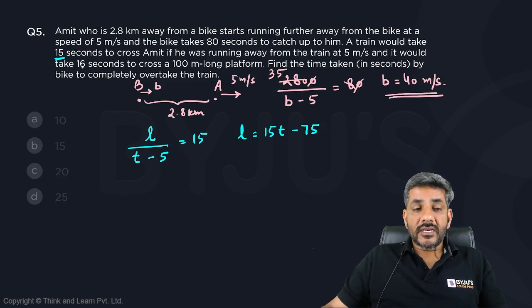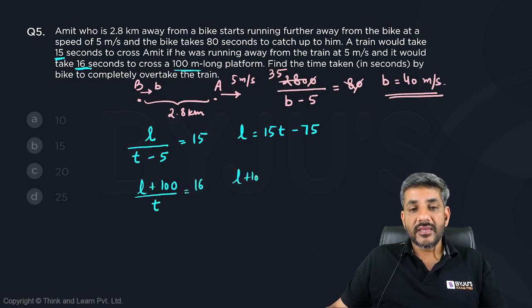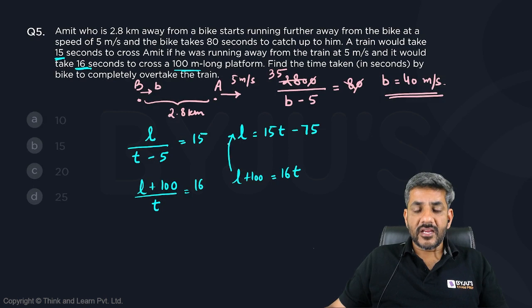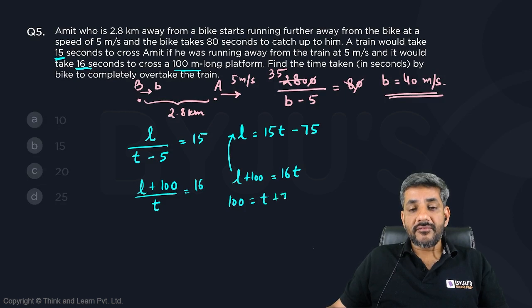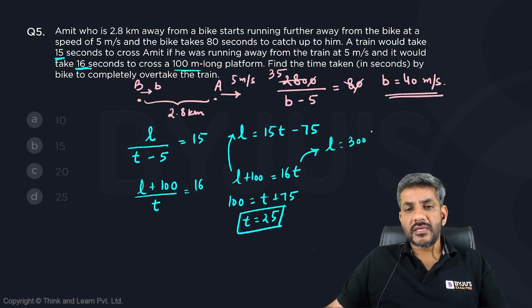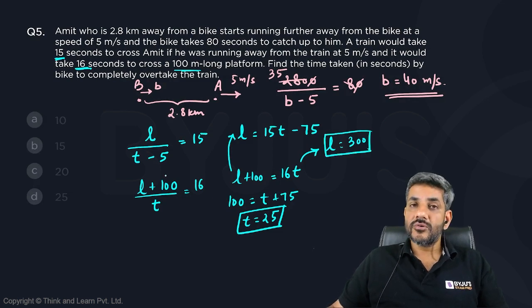Also, the train would take 16 seconds to cross a 100-meter long platform. So when it crosses a 100-meter long platform, L plus 100 is to be covered at a speed of t. It takes 16 seconds. So from here I can say L plus 100 is equal to 16t. Let us just subtract the second equation from first, or the first from second. This gives me 100 on the left hand side and t plus 75 on the right hand side. That gives me t is equal to 25. This gives me t is equal to 25, and when I put it here, 16 into 25, that will be 400. So length of the train will come out to be 300. These are some of the things that I have been able to calculate.